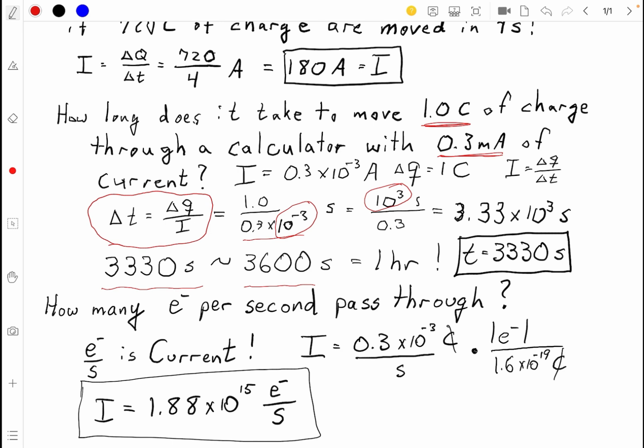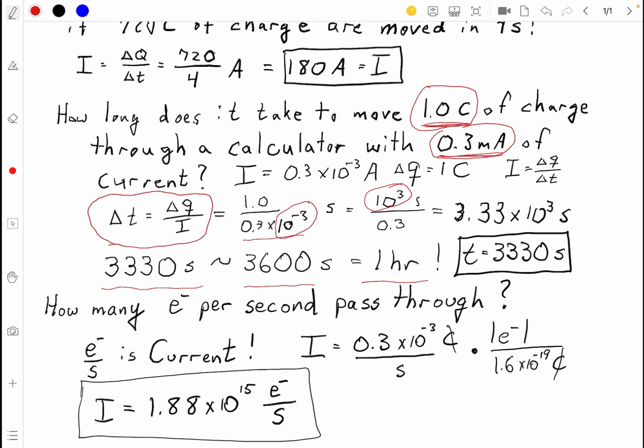You can figure out how many minutes it really is, but it's about an hour, and it's 3,330 seconds. Okay, so that's how long a calculator takes to move this amount of charge if its current is this big. And I think a lot of the modern calculators, the current is quite small compared to that.